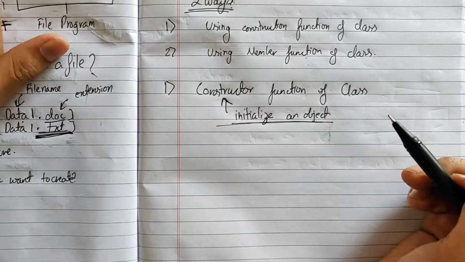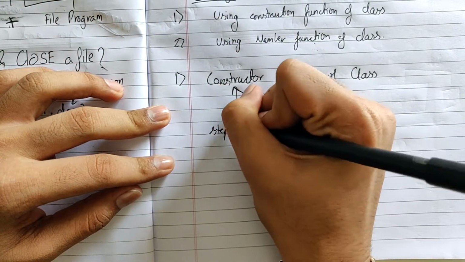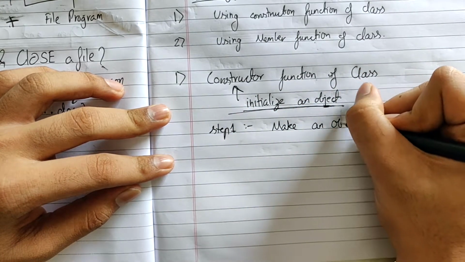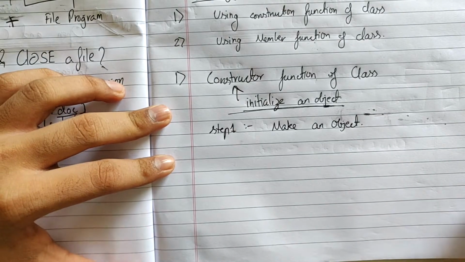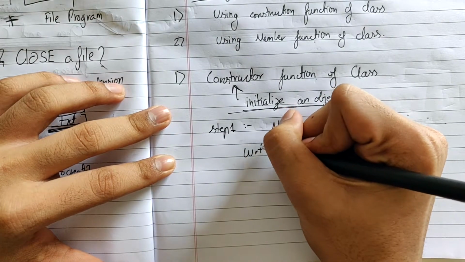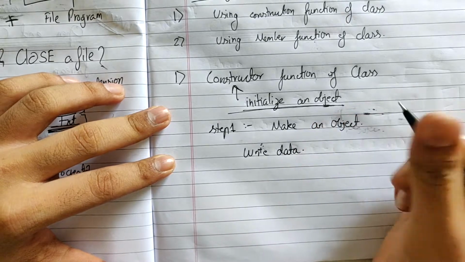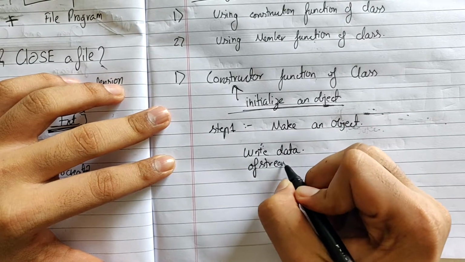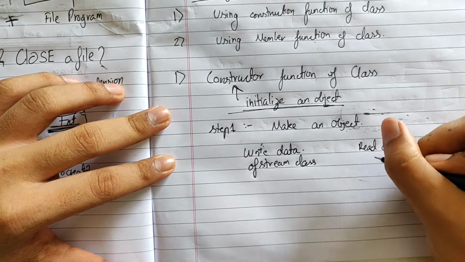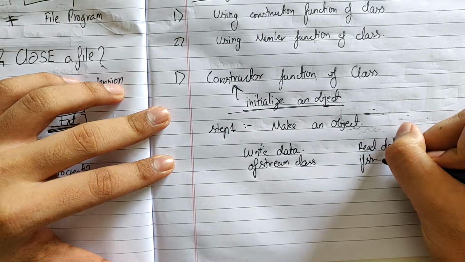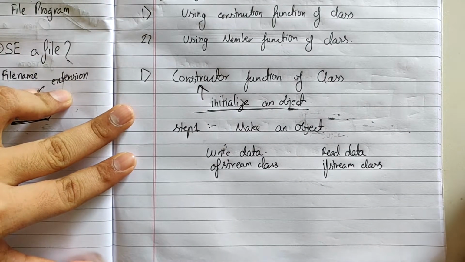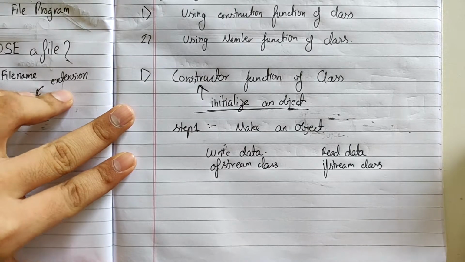To do it, step one is to make an object. Now you'll ask, object of which class? It depends. If you want to write data, then make an object of the ofstream class. And if you want to read data, then make an object of the ifstream class. It depends on whether you want to write or read, and you create objects accordingly.